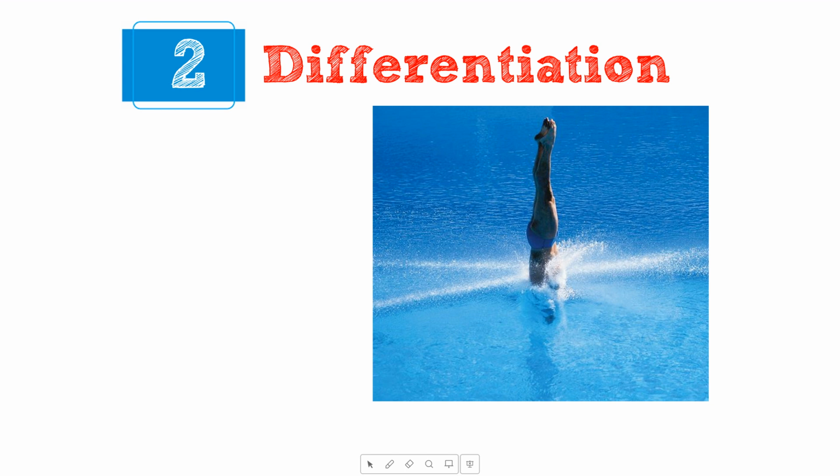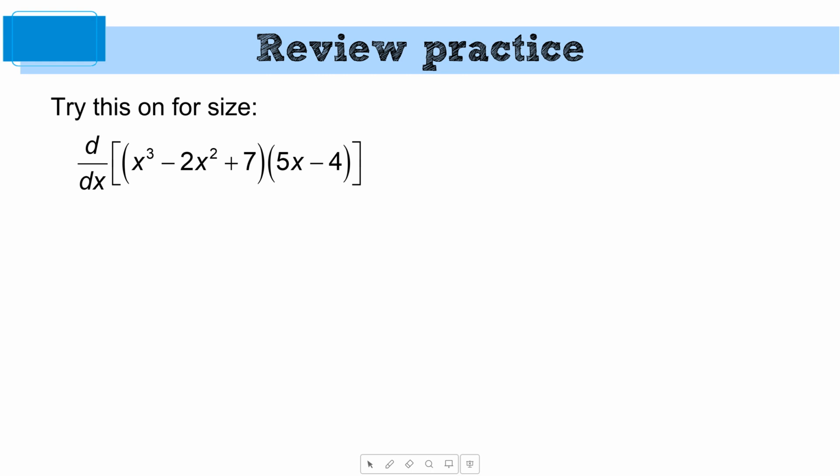Matthew, what's a composite function? It's a function inside a function. Good. Can I have a function inside a function inside a function? Yeah. Would that still be a composite function? Yeah. Beautiful.